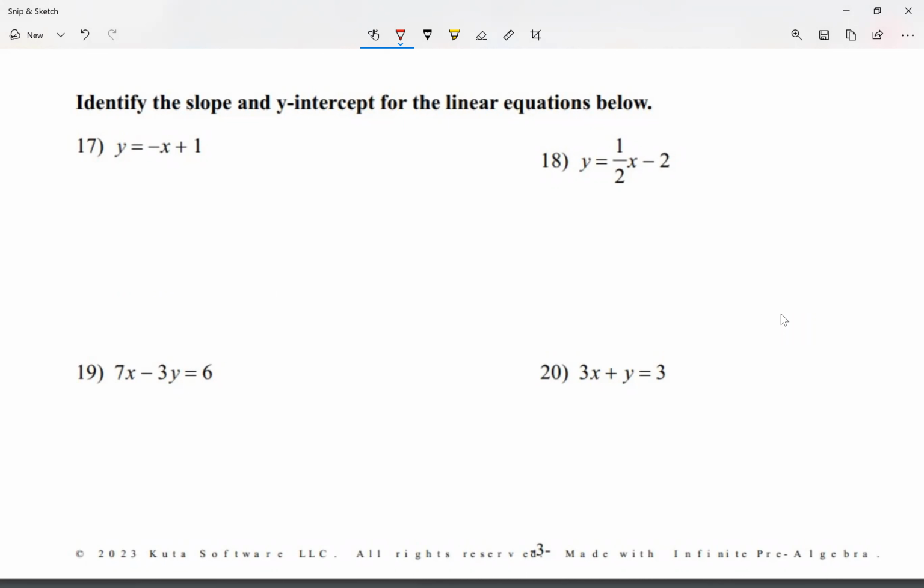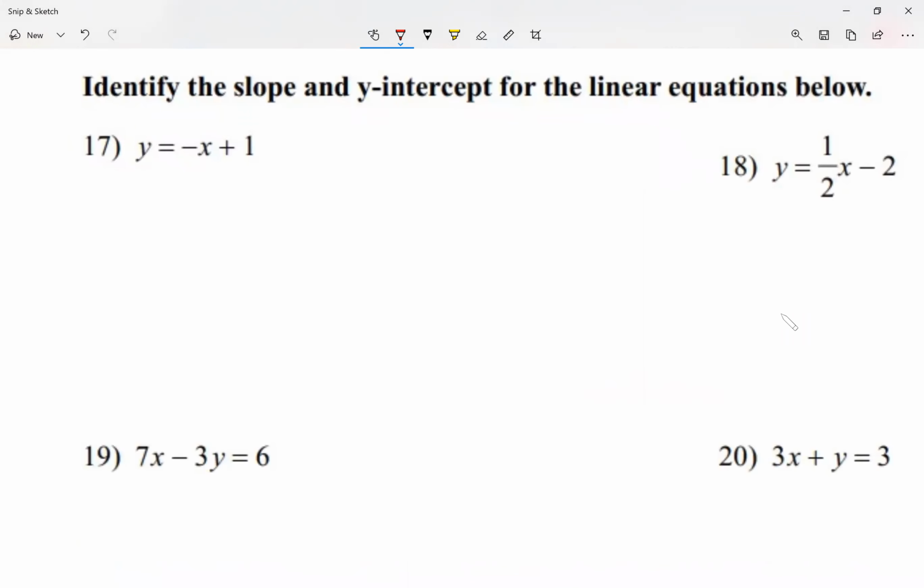Now the slope is a number that comes with the x. It's right in front of the x. Right? Notice how in my order, I mentioned the slope first, and then I mentioned the y-intercept. So the first number is your slope, the one number that comes with the x, and your y-intercept is the number with the sign included, the number at the very end.